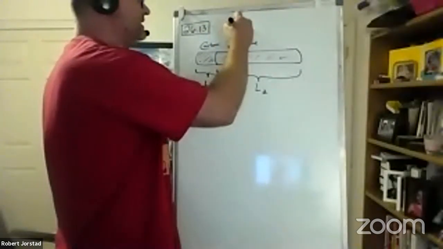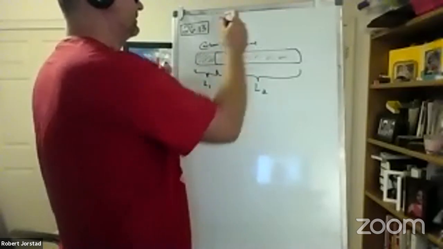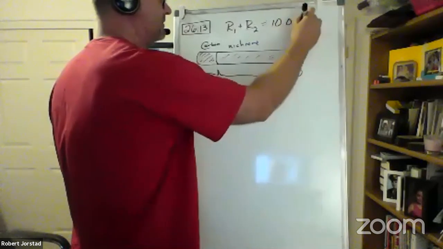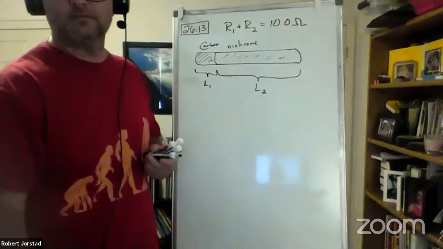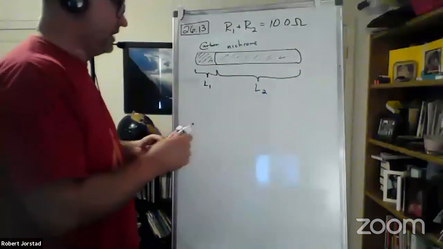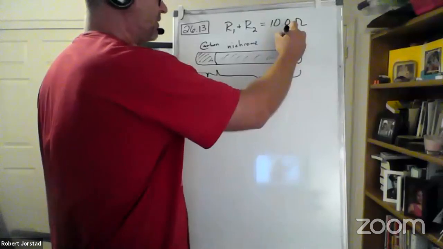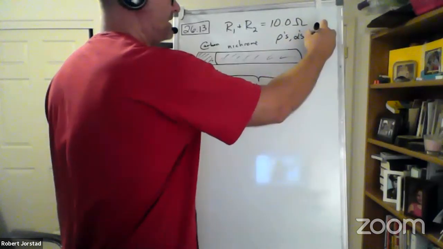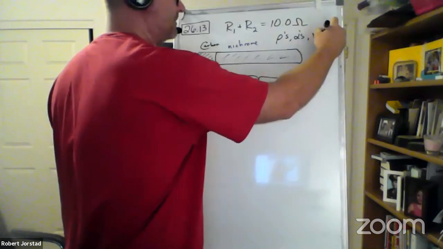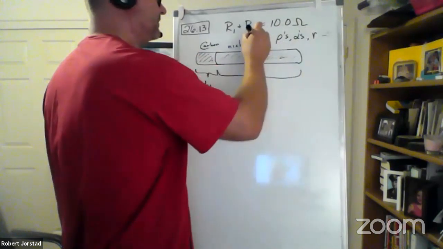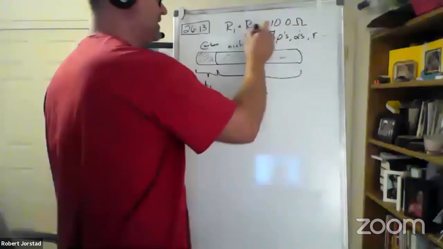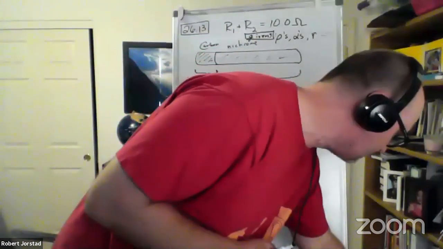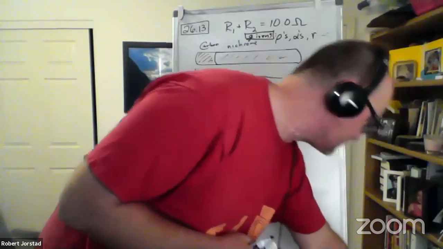So we know the combined resistance is 10, and we could be lazy with sig figs here. We know the resistivities were given, the alphas were given, and basically the radius or the area is given. So those are the givens in this problem: the rhos, the alphas, and the R. I think if I read all that right, I'm just going to check one last time. The rhos, the alphas. Okay.